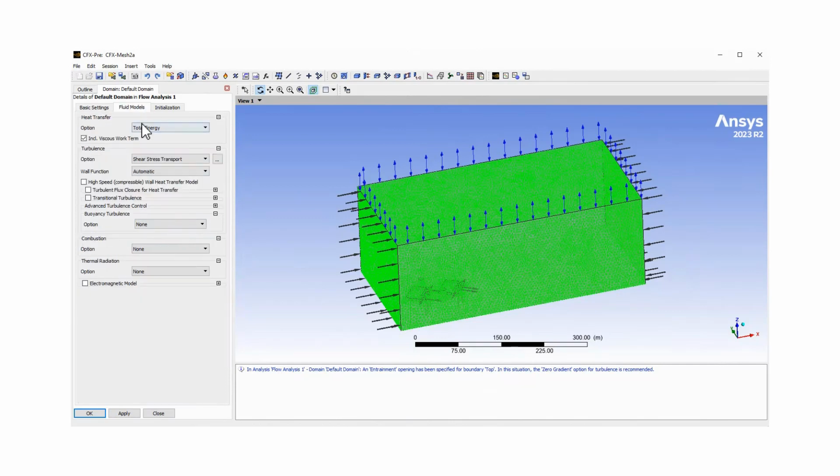Change to the thermal energy equation without the viscous term, and it's done. Run the model.